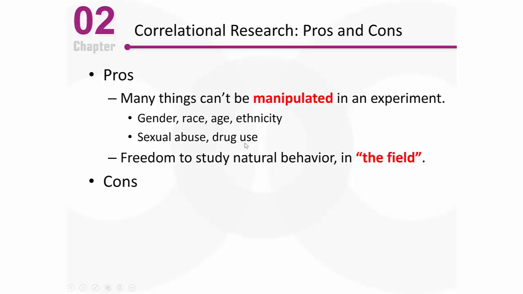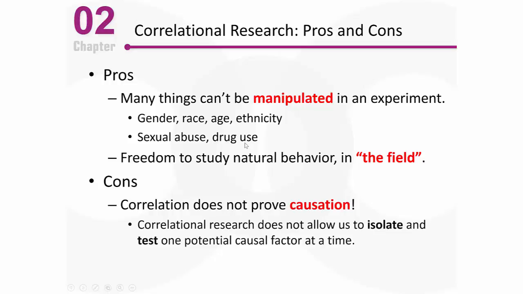There are some serious drawbacks of correlational research, and this is the primary one. You've probably heard this phrase before. Correlation does not prove causation. And here's the point, and we'll go over an example in just a second so you'll really understand it, because it's important that you really understand it. As a psychology student, you should have a good grounding in understanding research methods, and this is one of the key lessons that you need to understand, why correlation doesn't prove causation. And here's the bottom line. Correlational research does not allow us to isolate and test one potential factor at a time.